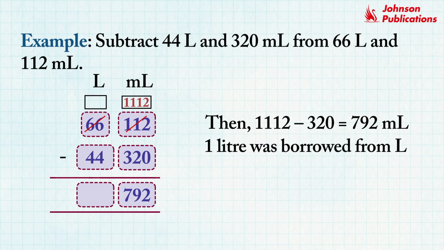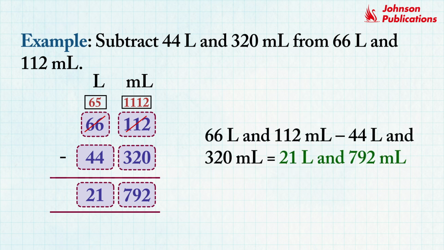Since 1 liter was borrowed from the liter column, 65 liters are left. Step 2. Subtract the liter. 65 minus 44 is equal to 21 liters. Thus, the difference is 21 liters 792 milliliters.